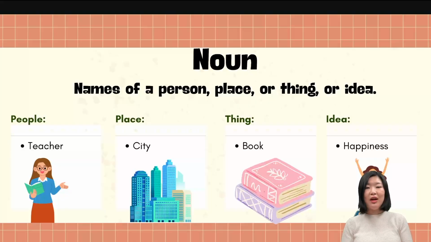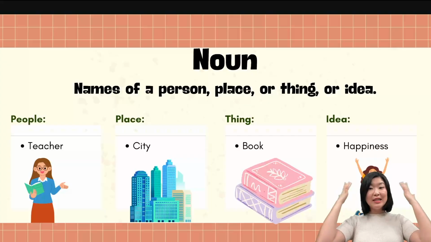It's a noun word. So let's take a look at place: city, school, shopping mall. Those are all part of places. Thing: a book, pencil, pen, eraser, camera, microphone, bag, purse. All these words are part of thing. So it is a noun. Idea, it's something that you might not be able to see, but it's an idea, it's a thought.